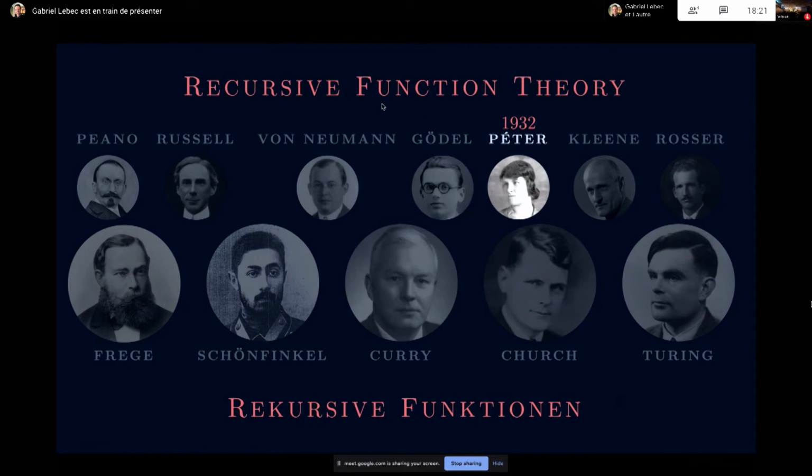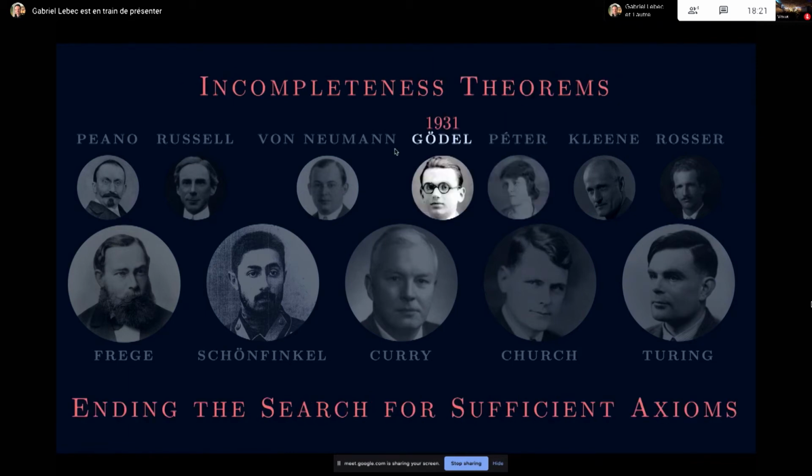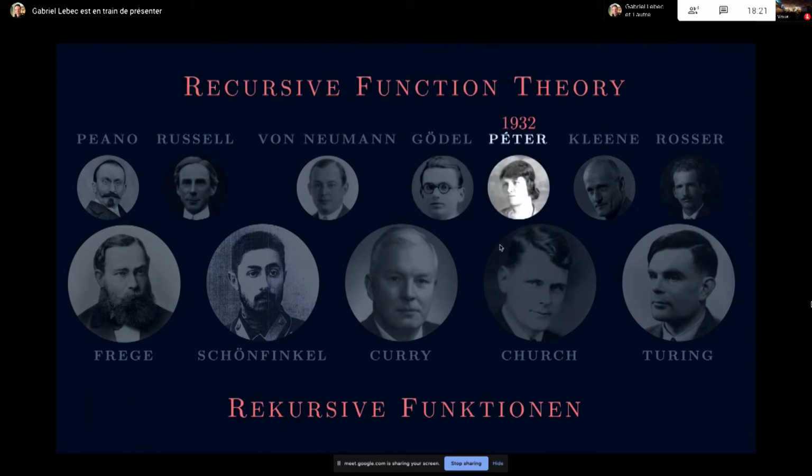Okay. In addition, Gödel does a lot of work on something called recursive function theory in an effort to see his version of a general version of the most broad definition of math. And in addition, we have Rosa Peter, who's also known as the mother of recursion theory. She writes in 1932, Recursive Funktionen, and does a lot of great work there.